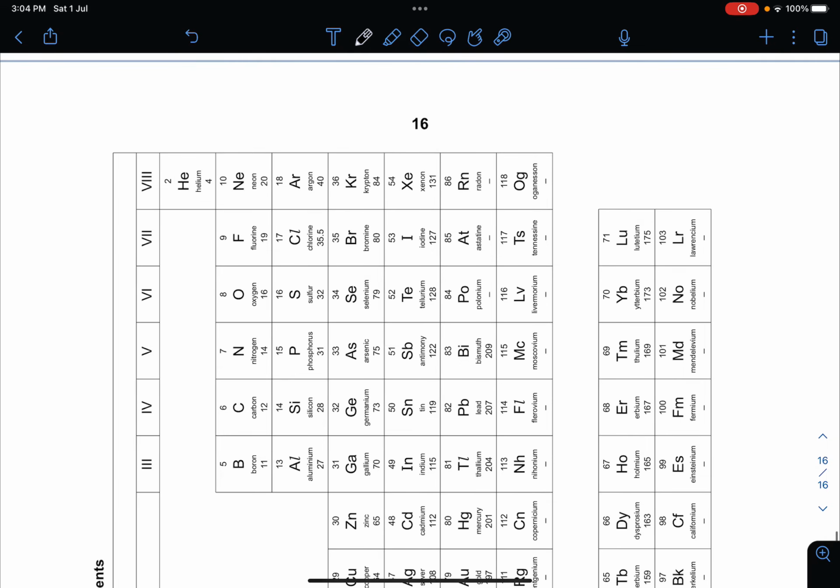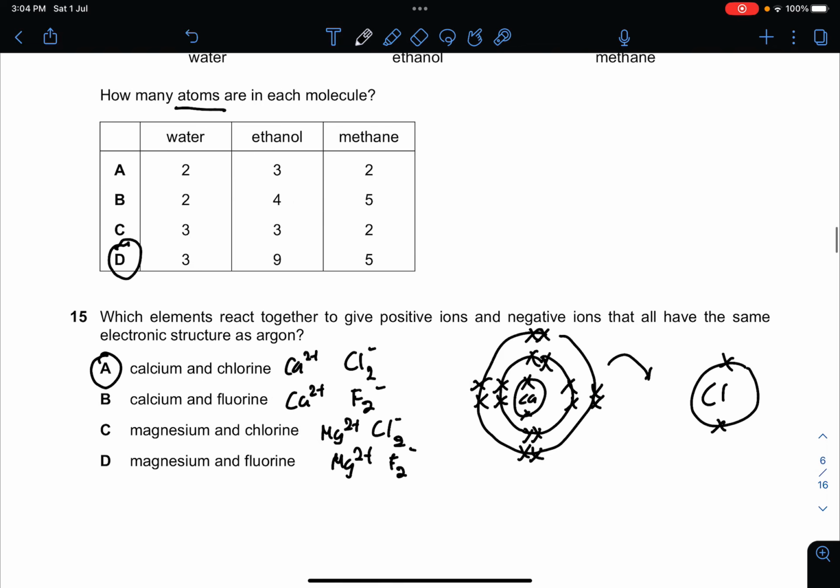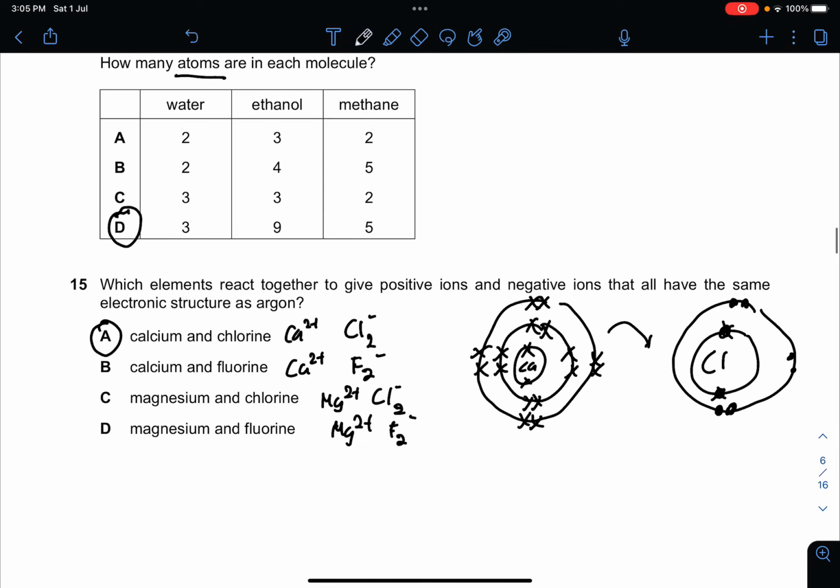Chlorine. Chlorine is 17. Okay, 2, 8, 7. Oh, there's one more layer. So there's one more layer also, and then they transfer 2 electrons. So basically you have to draw the electronic configuration. They must have the same electronic structure as argon, meaning they must have the full electronic configuration of an argon atom lah. Okay, so the answer is A.